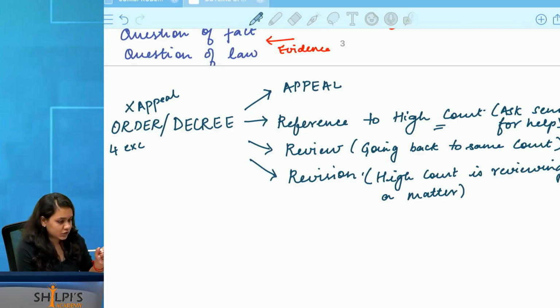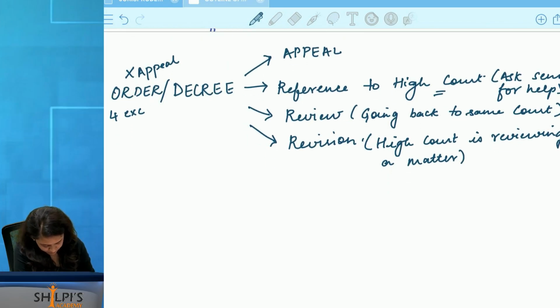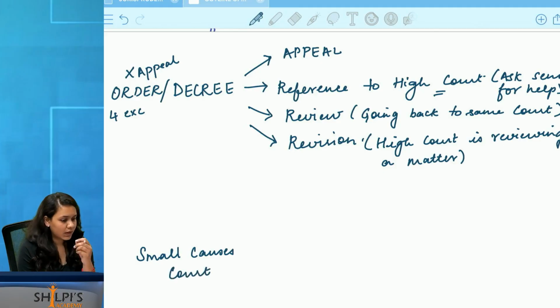So to explain revision, just look at this. There is a court known as the small causes court. I had mentioned it in passing in the previous class, where all your cheque bounce cases, matters under say 10,000 rupees, monthly rental disputes, very small cases. These are the matters which will be tried before a small causes court, so that it can be decided faster and done also.